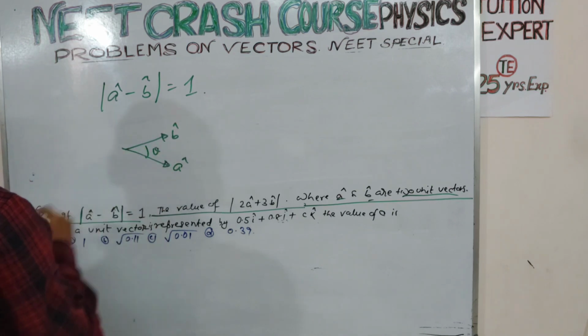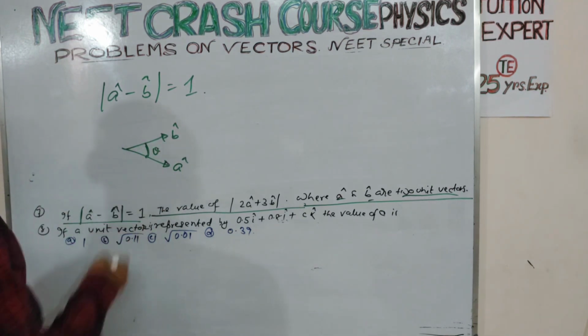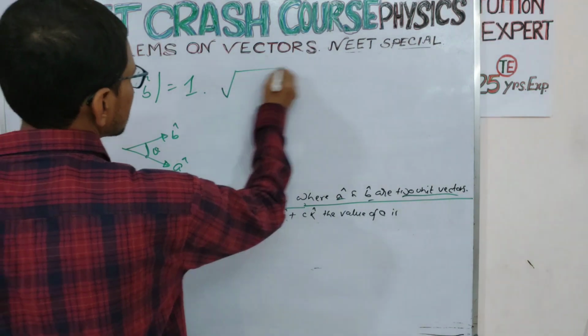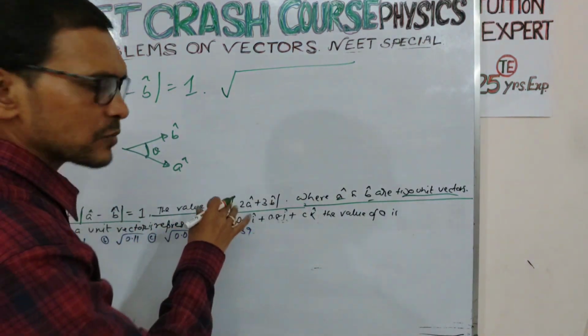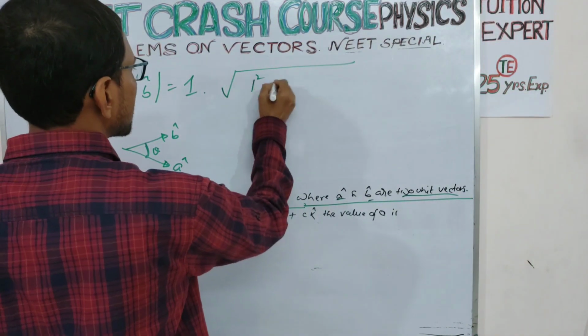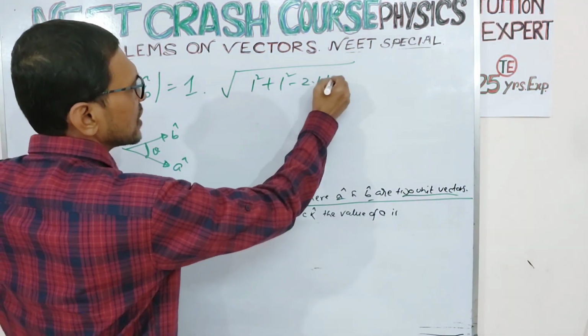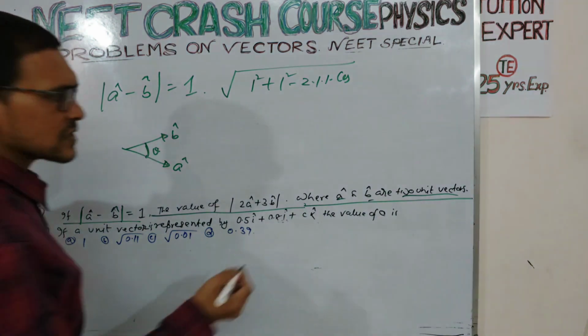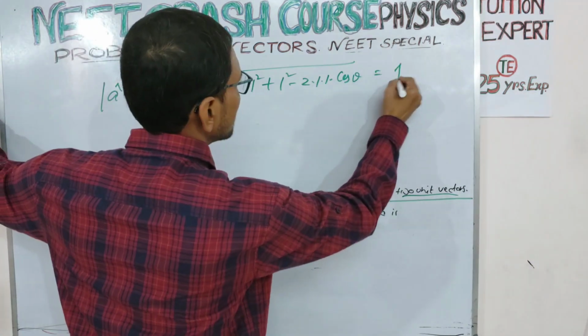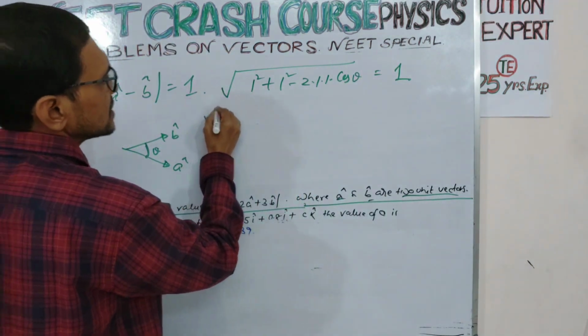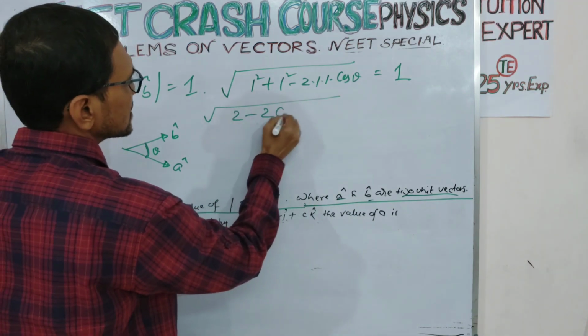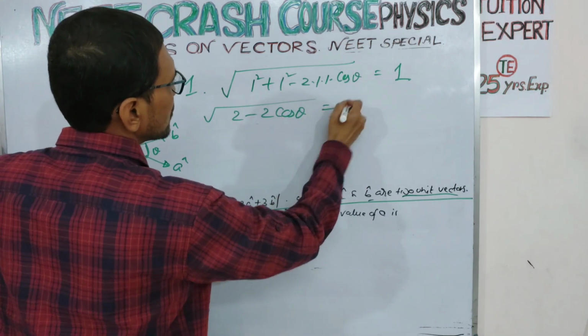This is angle theta. So first we find the angle theta. What is the formula of this? This formula will be 1 square plus 1 square, minus 2 into 1 into 1 cos theta, which is equal to 1. So this is the formula: 2 minus 2 cos theta equal to 1.